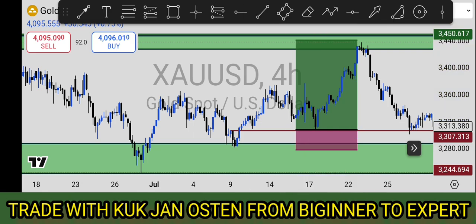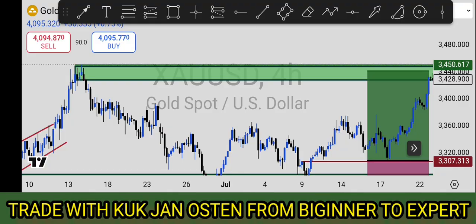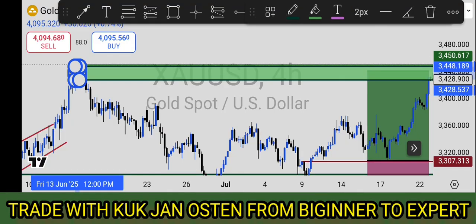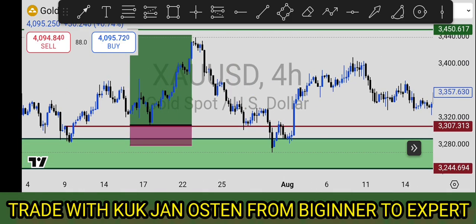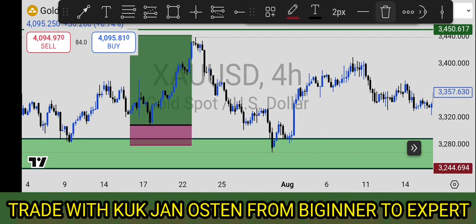Your target will always be around the buy side liquidity. As simple as that. So another example I can show you here.